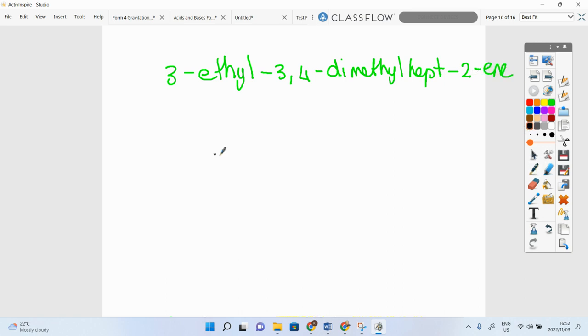Okay, where do I start? So you have 7 carbons. Next step, the double bond where? On the second, and it doesn't matter which side. So 1, 2, double bond, dash. And then you must count from that side. Good. So we're going to count from here: 1, 2, 3, 4, 5, 6, 7. And then on the third carbon there's an ethyl, so there are 2 carbons.